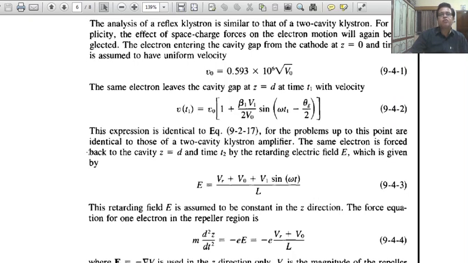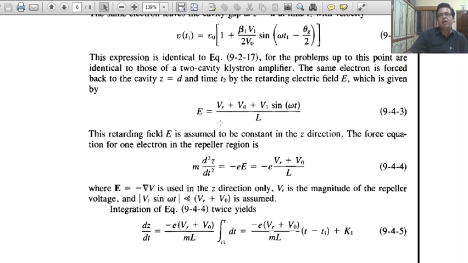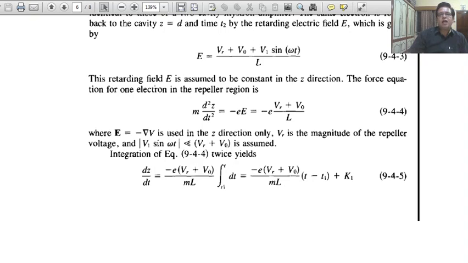The same electron is forced back to the cavity at z equal to d and time t2 by the retarding electric field, which is given by the potential VR plus V0 plus V1 sin omega t upon L. The electric field is V upon d. But here there are three potentials, VR, V0 and V1 sin omega t, so you must take the summation of all three potentials. The retarding field is assumed to be constant in the z direction.